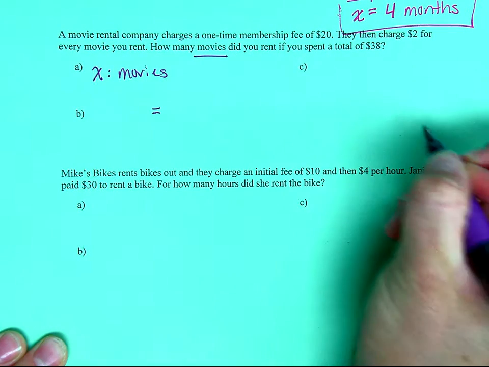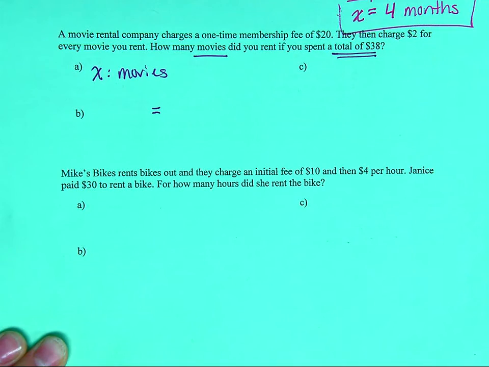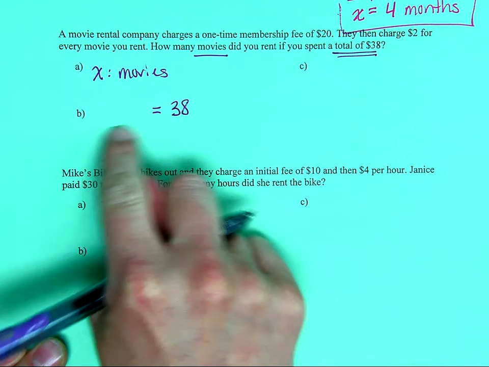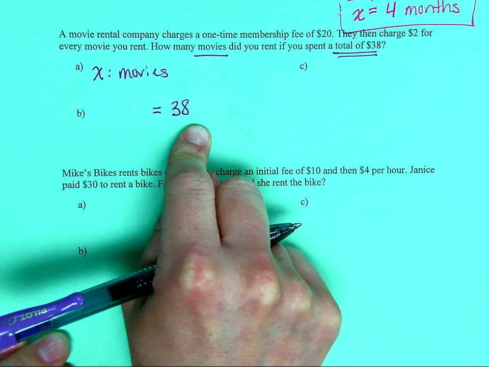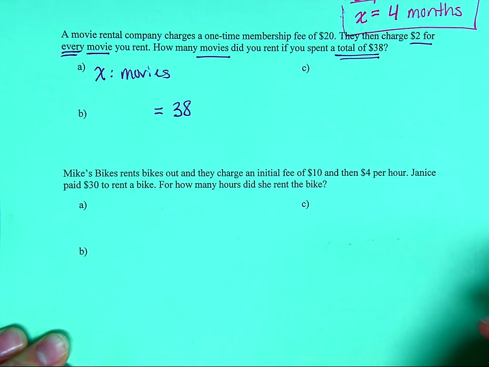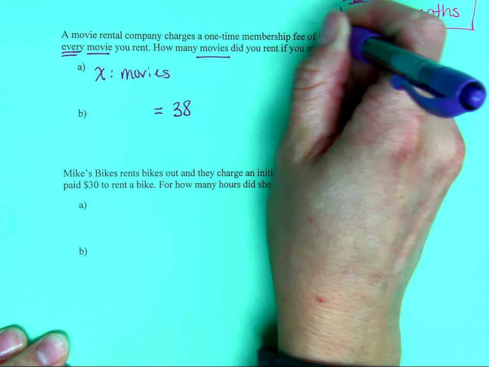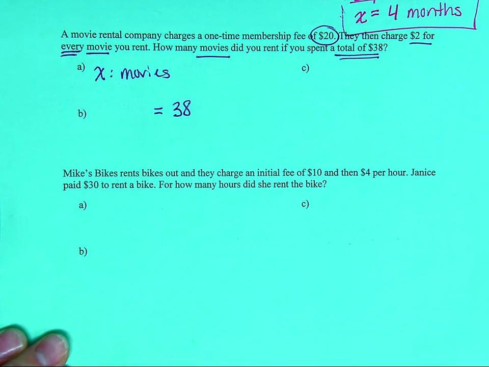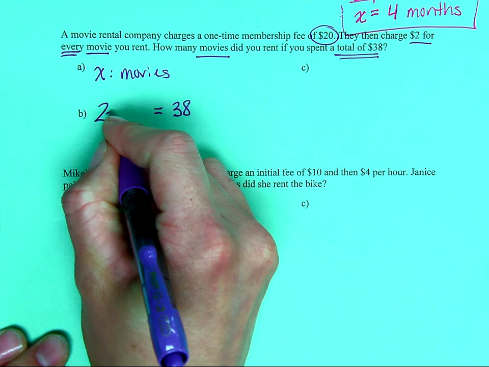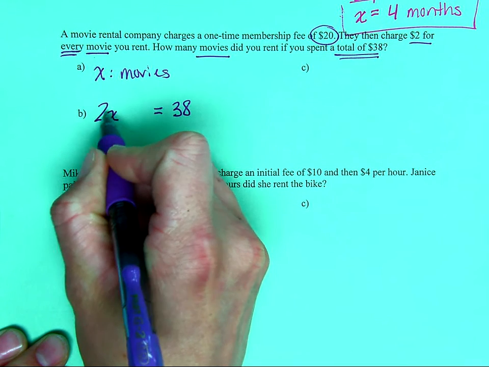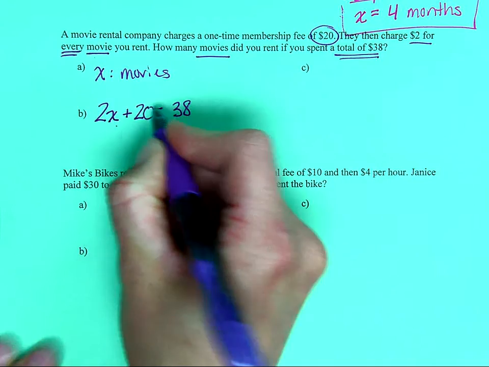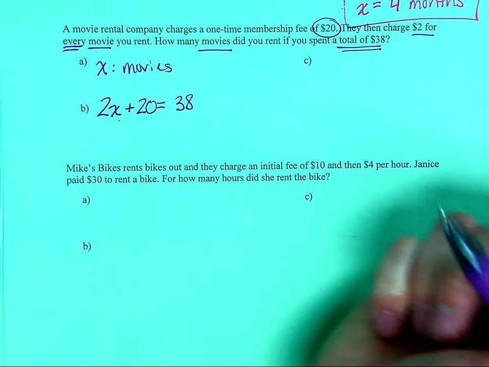So if I'm setting up my equation, they even use the word total in here. $38 is how much I spent. Now what's happening to give me that total? Well, I'm paying $2 for every movie, and I just have this $20 that I only have to pay once. So movie is my variable, so $2 for every movie, meaning $2 for every X. That X represents movies, that's what we set up here, plus $20, which I only have to pay once. That's how I'm getting to my $38.